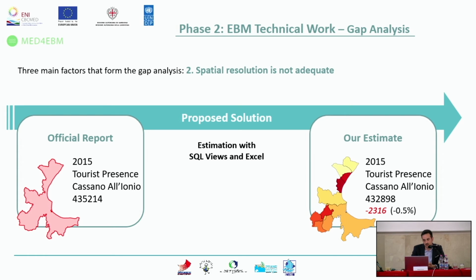This is an example of our estimation over tourist presence. We had a verified value from an official report of 2015 with a municipality resolution, and we have estimated a value of 432,000 presences in 2015, which is just 2,000 less than the official value. So actually, we could use this data.